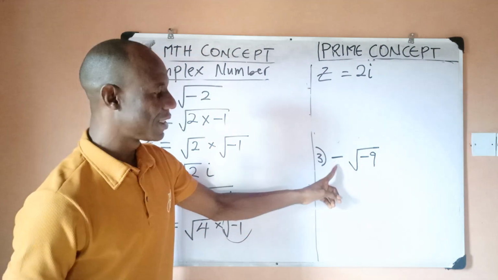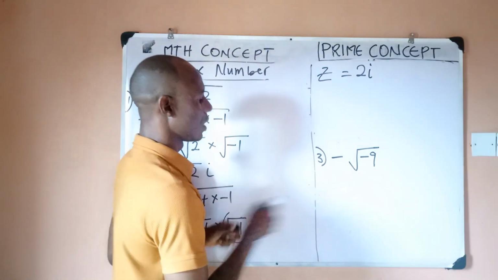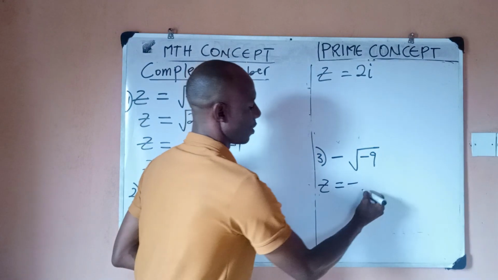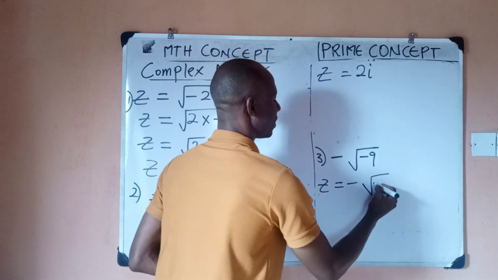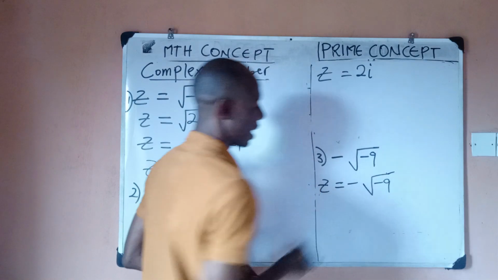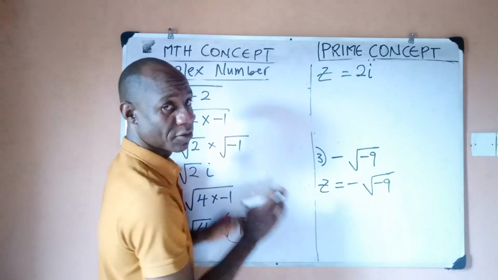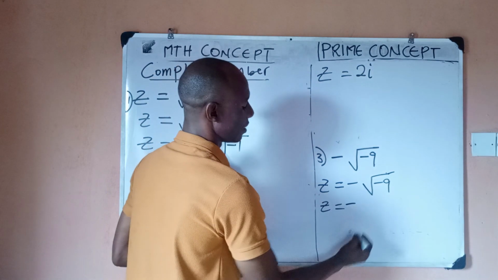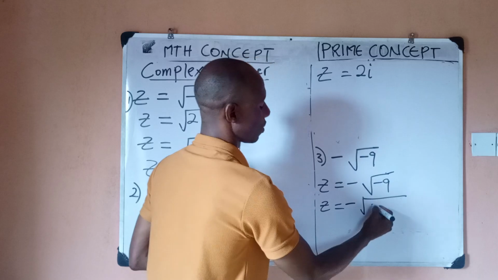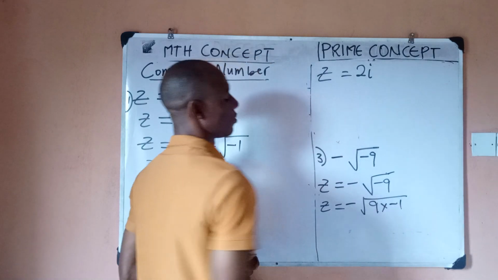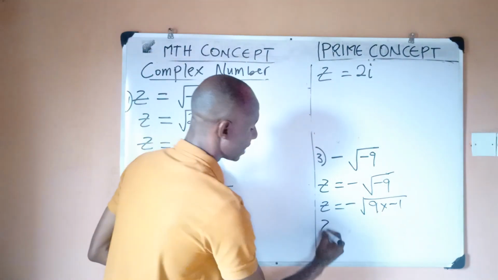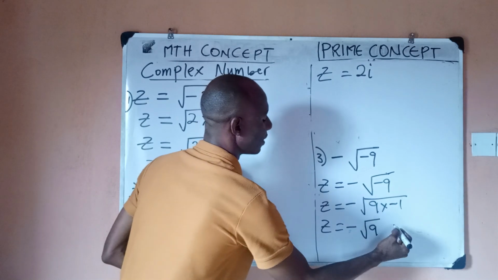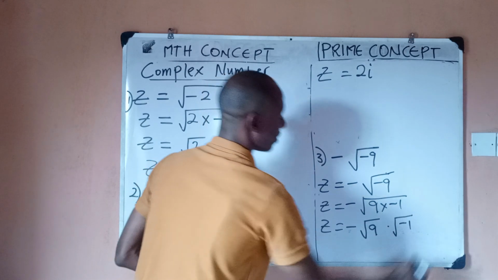Now, notice there's a negative outside. So let's do it this way. Let's say our z is equal to negative of root negative 9. This is what we have. So leave this negative, keep maintaining that it does not affect what we're doing. So z is negative into square root of 9 times negative 1. Then my z is negative into square root of 9 times square root of negative 1.